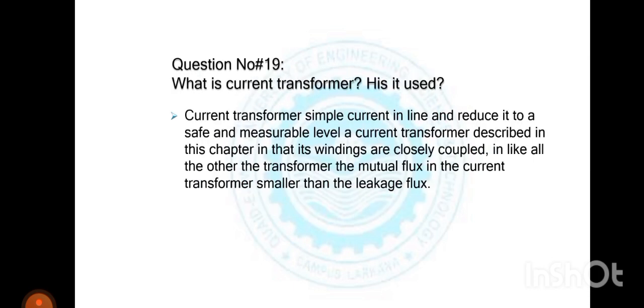Question number 19. What is a current transformer? How is it used? A current transformer samples current in a line and reduces it to a safe and measurable level. A current transformer, described in this chapter, is one whose windings are closely coupled. Unlike all the others, the mutual flux in the current transformer is smaller than the leakage flux.